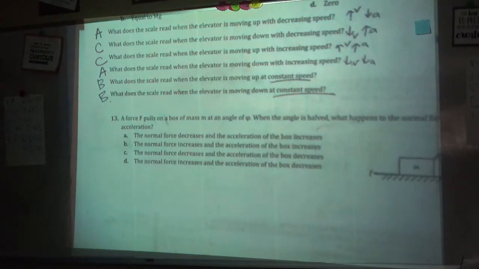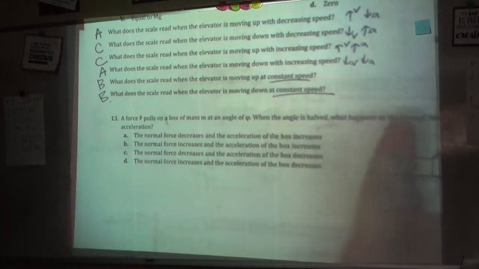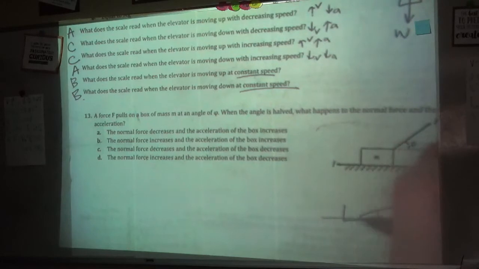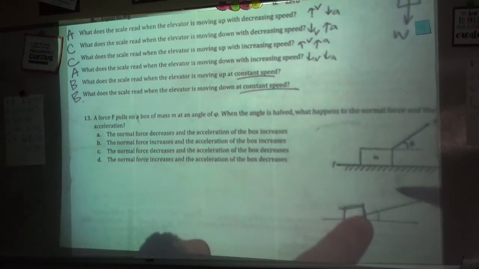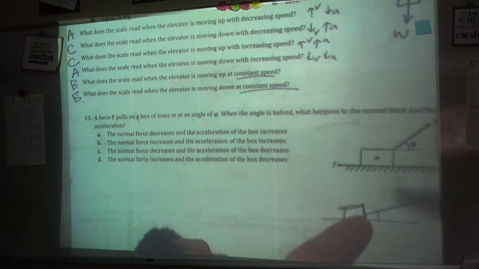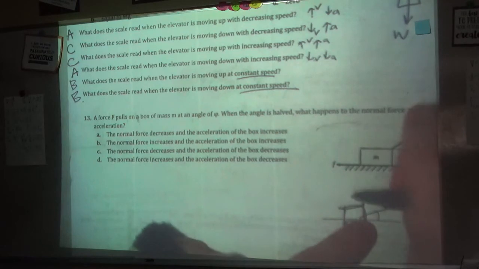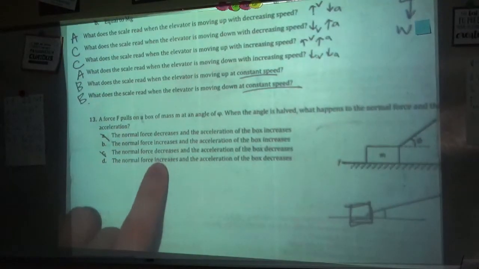13. A force F pulls on a box of mass M at an angle of phi. When the angle is halved, what happens to the normal force and the acceleration? So I have it at some angle. If it is now a smaller angle than before, so now it's not pulling up as much. So that means that it has a greater normal force. That means the floor must be pushing up more. So I'm going to cross off A and C because I know my normal force increases.